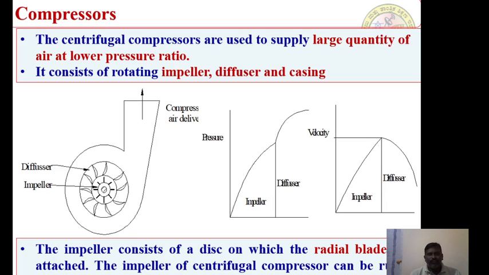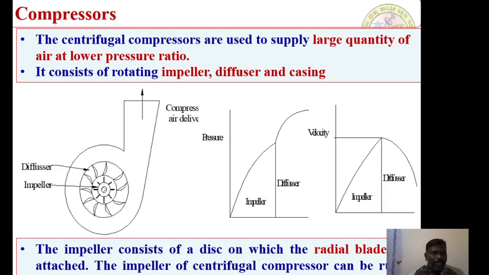It consists of a rotating impeller, diffuser and a casing. A compressor is basically a power absorbing machine. We need to drive the compressor with the help of mechanical power, thereby raising the pressure head of the fluid which is handled through the compressor. Therefore, a centrifugal compressor has to raise the pressure of a particular fluid, that is, the air under consideration, right?